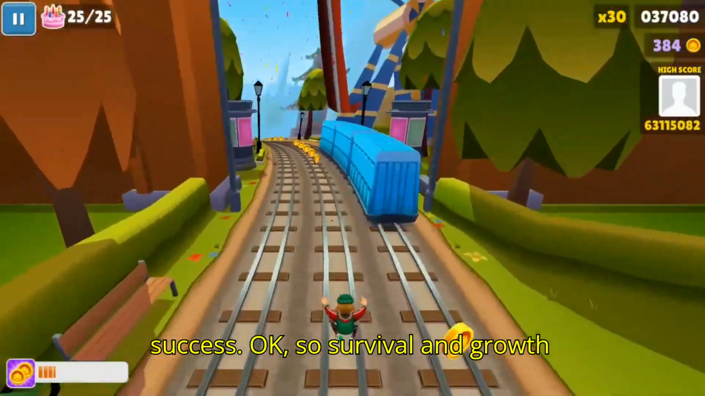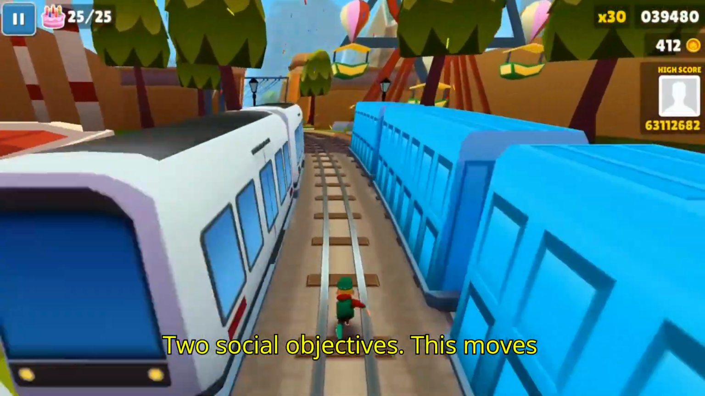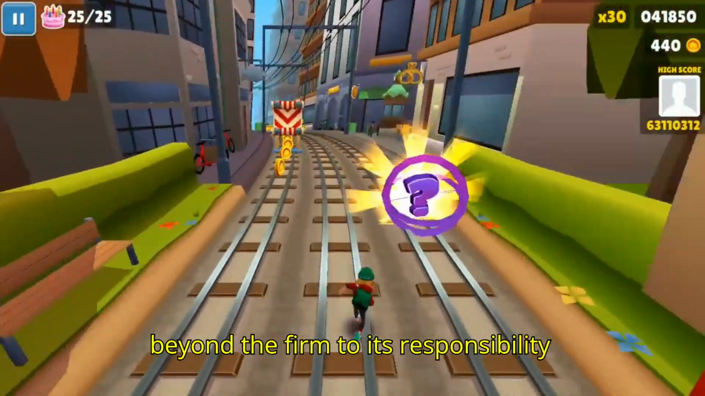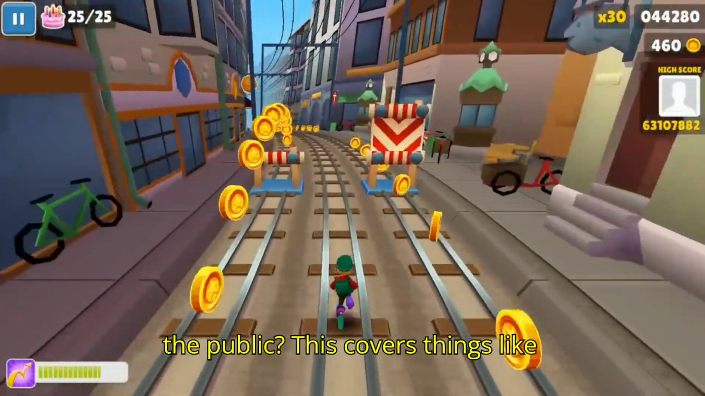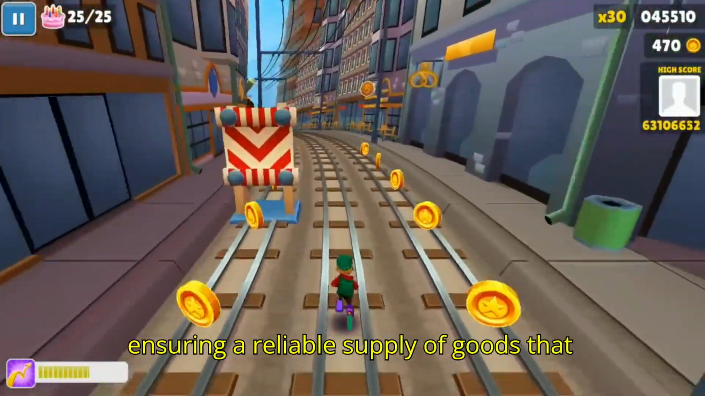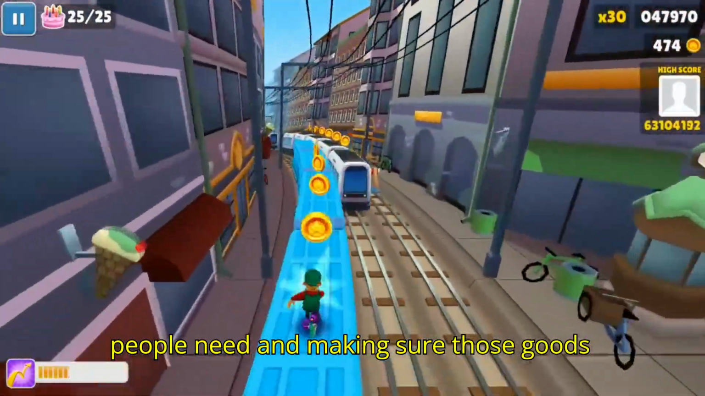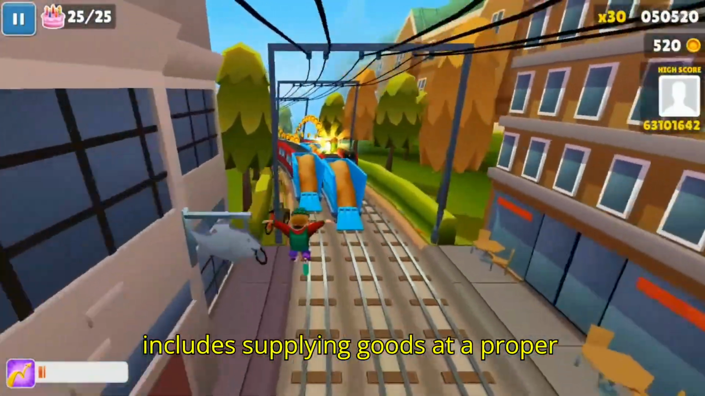Okay, so survival and growth financially. What's the next circle out? 2, social objectives. This moves beyond the firm to its responsibility towards society and its immediate environment. How does it interact with the public? This covers things like ensuring a reliable supply of goods that people need and making sure those goods are of acceptable quality. It also includes supplying goods at a proper price, not exploiting customers.